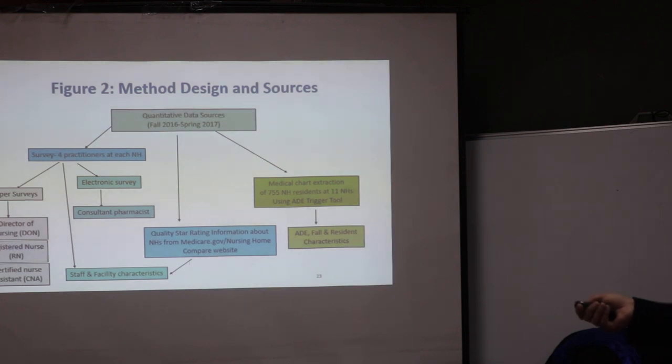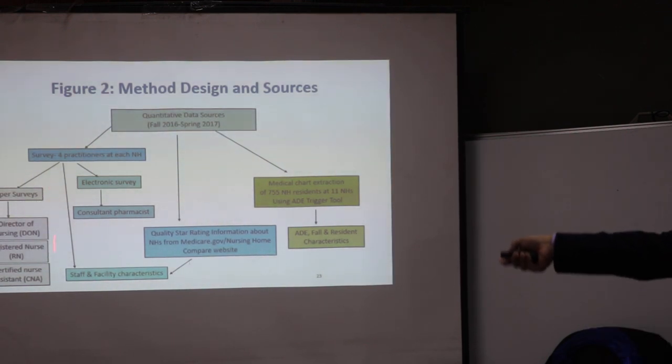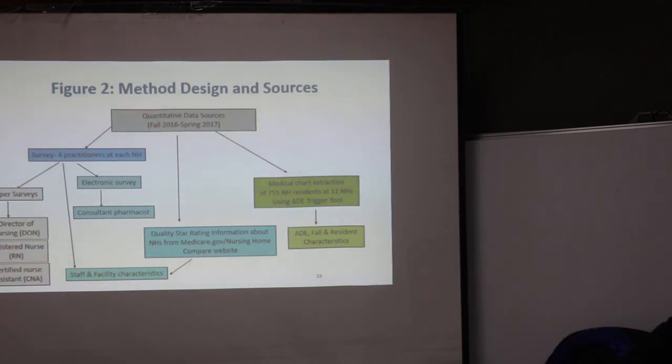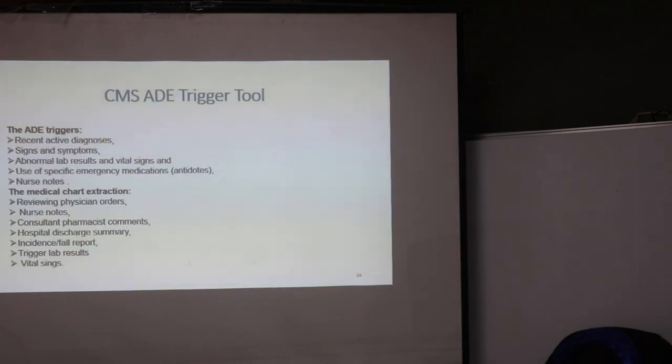I also conducted a survey of the staff. I surveyed four staff members: the consultant pharmacist, the electronic one, and I used a paper survey for the director of nursing, registered nurses, and certified nurse assistants. I was looking for those triggers: active diagnosis, signs and symptoms, abnormal vital signs, emergency medications, and nurse notes.